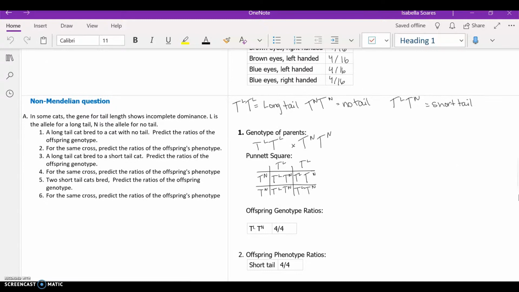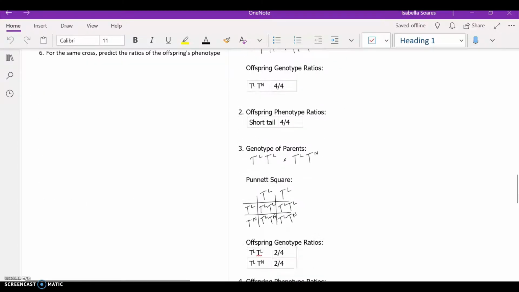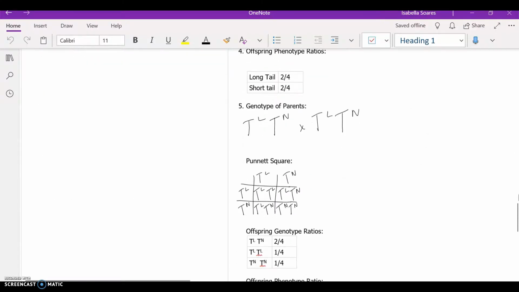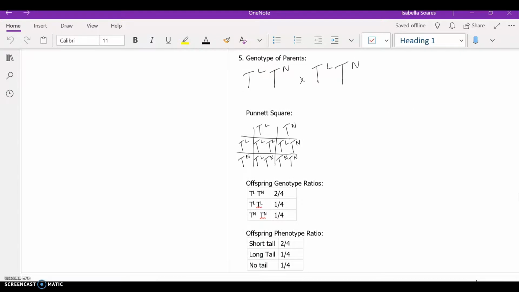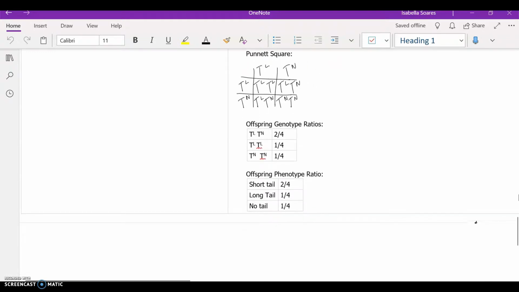Okay. The next question asks, two short-tailed cats are bred, predict the ratio of the offspring genotype. If we look at number 5, the genotypes of the parents are capital T, capital L, capital T, capital N, which is the genotype for a short-tailed cat, and capital T, capital L, capital T, capital N. So two short-tailed cats bred. And I just did a Punnett square to cross both of the genotypes.